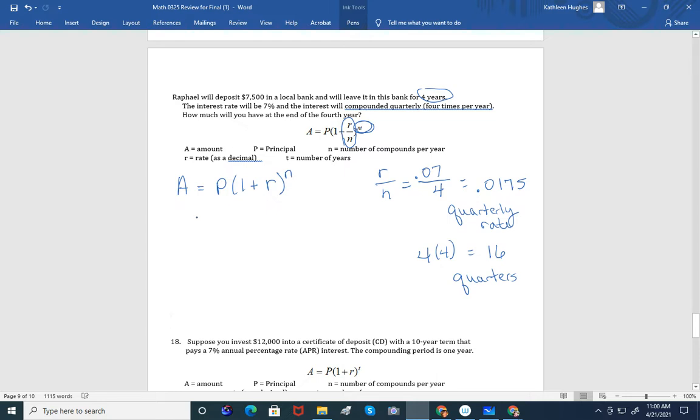All right, so we're going to actually calculate $7,500. 1 plus 0.0175 for 16 compounding periods. 4 periods a year for 4 years, that's 16 periods. The quarterly rate is the annual rate divided by 4. So 7,500, 1.0175 to the 16th power.